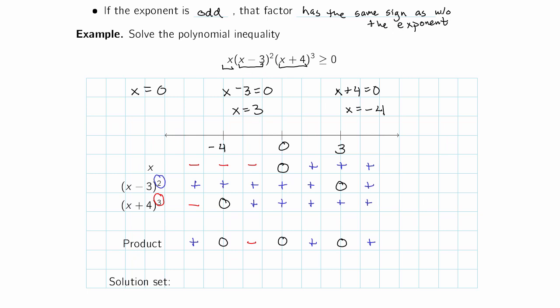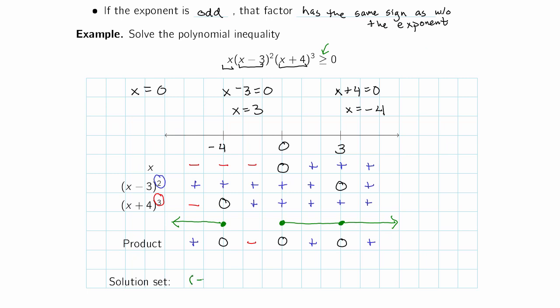We want where the product is greater than or equal to 0. So we do want the points where the product equals 0. And then we want the points to the left of negative 4 and the ones between 0 and 3 and the ones to the right of 3.